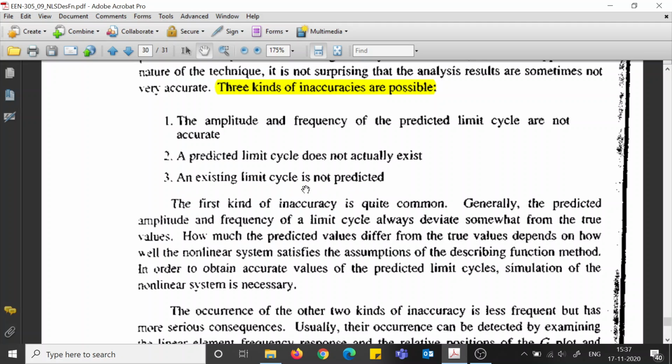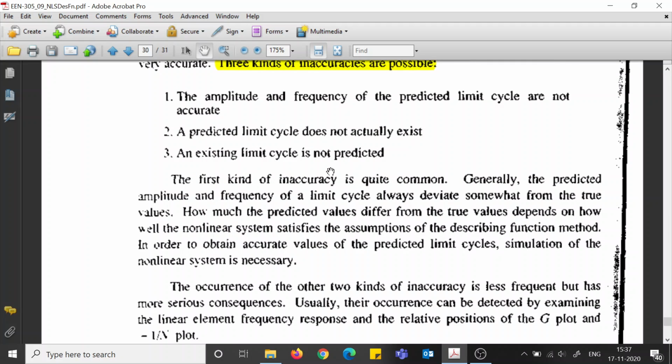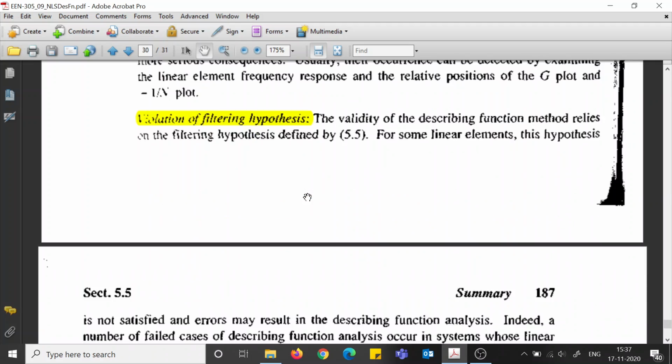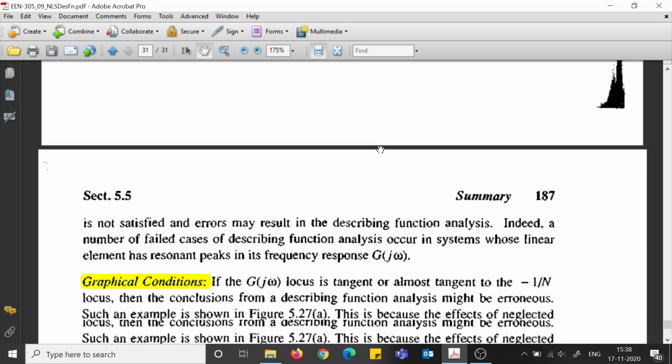Existing limit cycle is not predicted. So an existing limit cycle which may actually exist is not predicted by this method. So all these different sorts of anomalies may appear. Also, this filtering hypothesis is a very critical hypothesis in the describing function method, but it might not always hold true, because the filtering by the linear system is critical in this hypothesis.